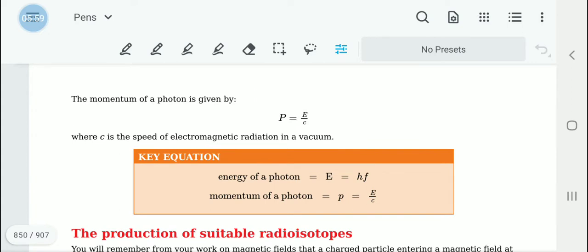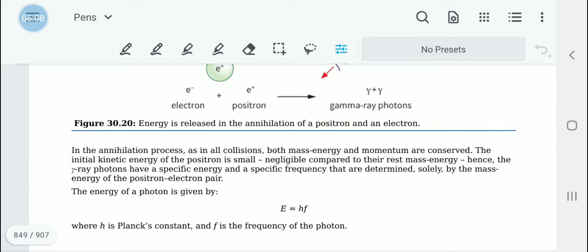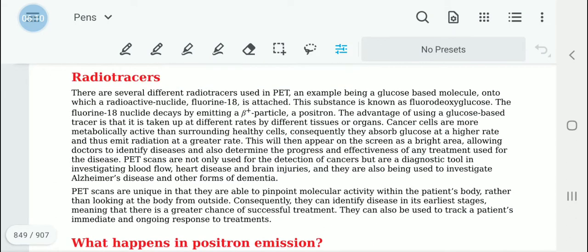So the momentum of a photon is given by p equals E upon c. The energy of a photon is E equals hf, and these calculations you should be able to do. Let's write down a note on this.